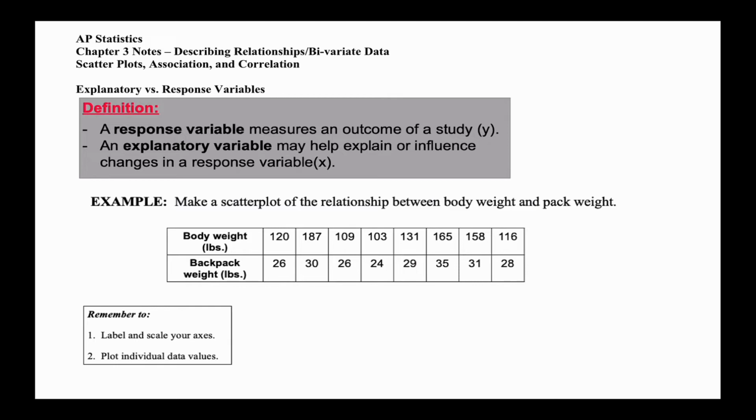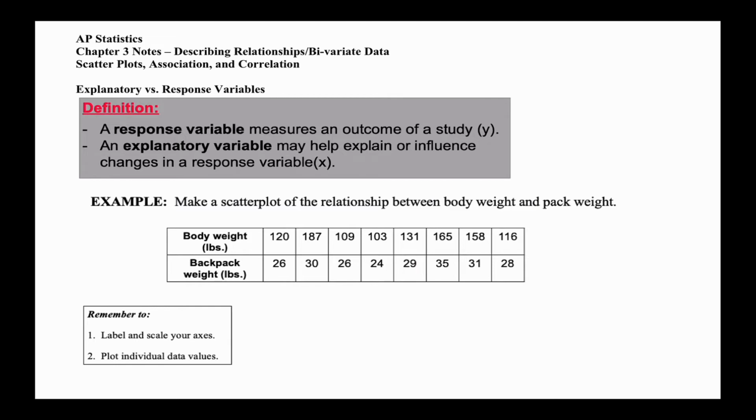Now I have another set of data: backpack weight. Different, right? In all of our notes before, we only had one set of data, whatever it was, heights, temperatures, grades on the test, we only had one. Now we're comparing two variables, an x and a y. So what are those variables?